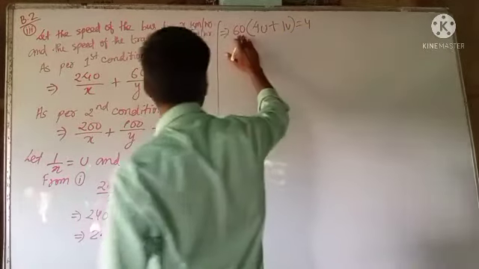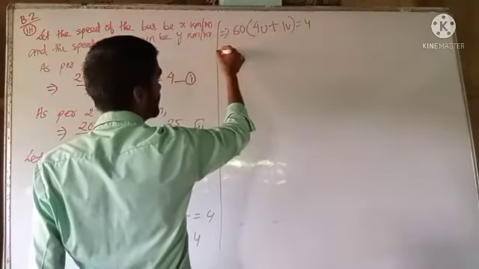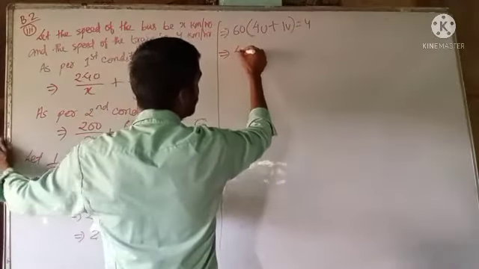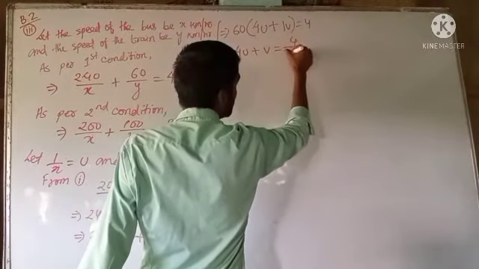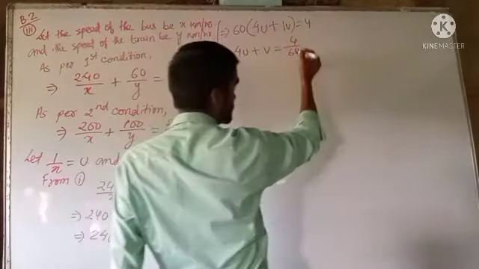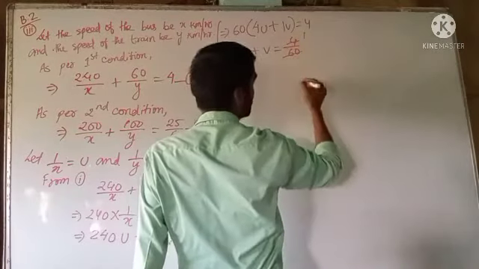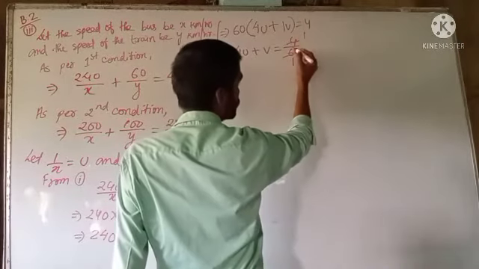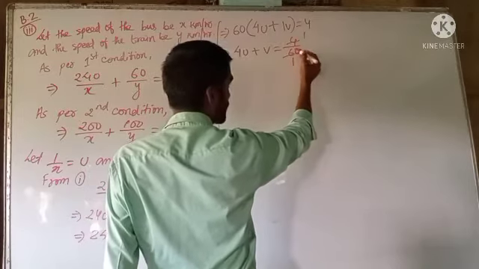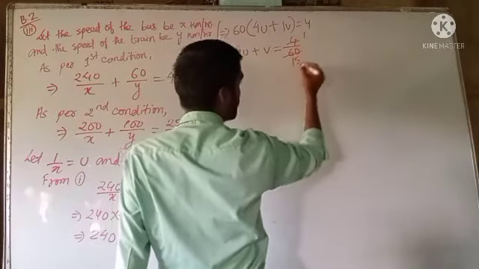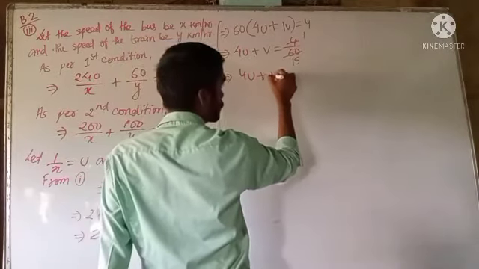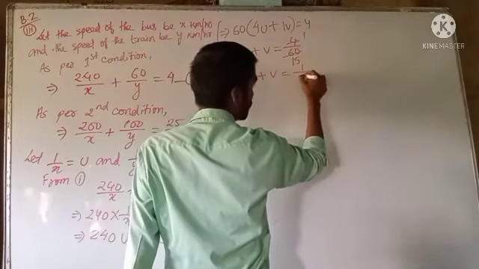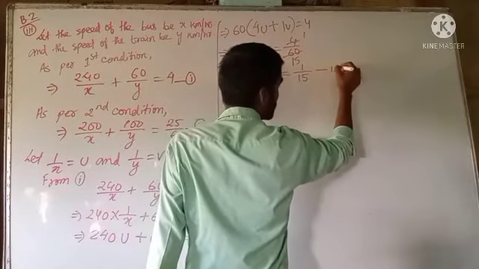Now 60 is multiplied here, so when we transfer it to the other side it changes into divide. So 4u plus v is equal to 4 by 60. Now we can cancel it: 4 one time is 4, 4 fifteen times is 60. So we get 4u plus v is equal to 1 by 15. That is our third equation.